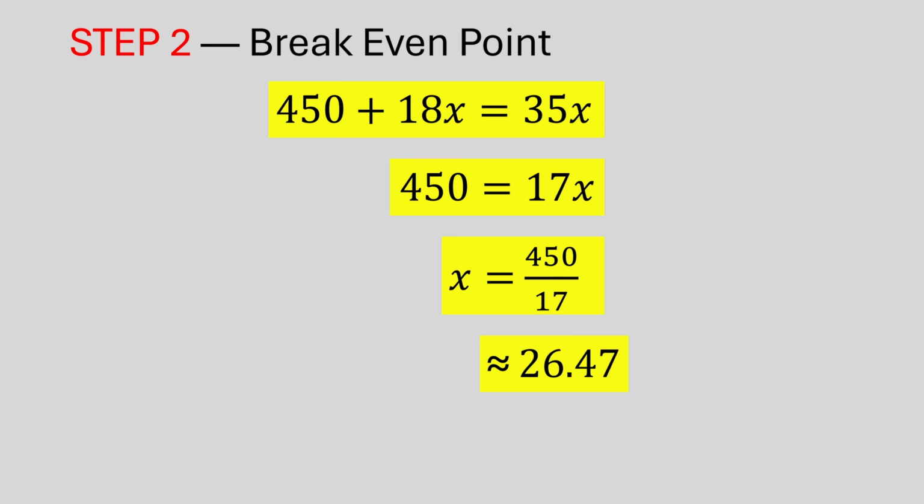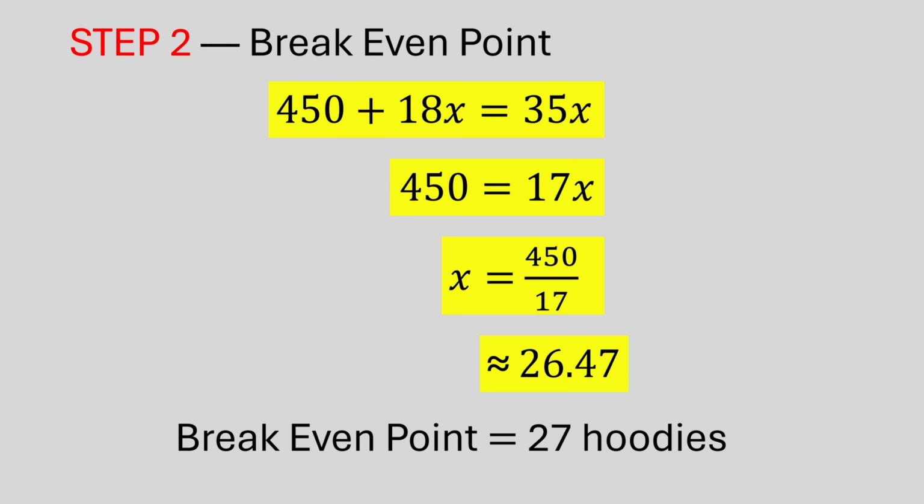Approximately 26.47. Break-even meaning you must sell 27 hoodies to break even. Before 27 hoodies, the business is losing money. After 27 hoodies, the business is making profit. After that, each hoodie adds $17 profit.